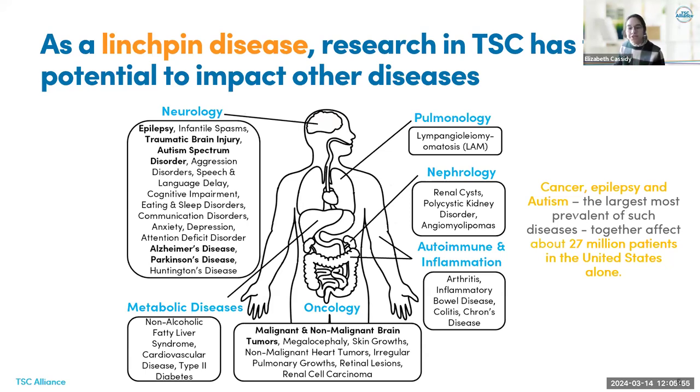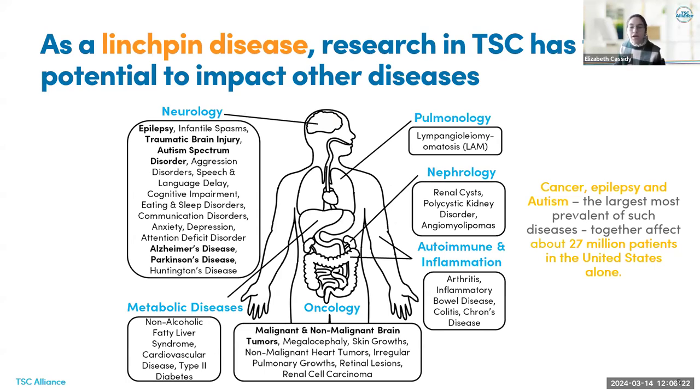Some other common manifestations include TSC-associated neuropsychiatric disorders, or TAND, which is really our umbrella term for behavioral manifestations like autism spectrum disorder, aggression, anxiety, and depression, which we found can affect approximately 45% of people with TSC. And then also our kidney manifestations, which occur as angiomyolipomas, affecting about 70% of adults with TSC.